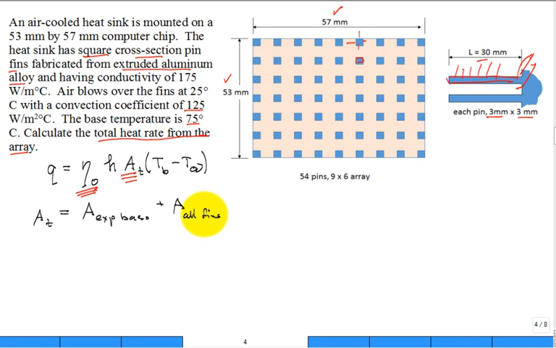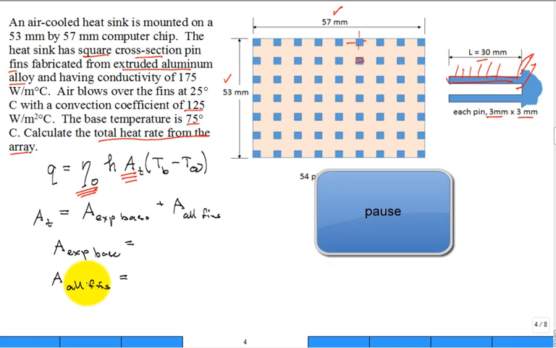All right, now you do me a favor, I'll walk around. I want you to give me the equation for the area of the exposed base for this problem. The total area of the exposed base for this problem. And then once you get that one done, calculate the area for all of the fins. Got it? All right, I'm going to pause, walk around.